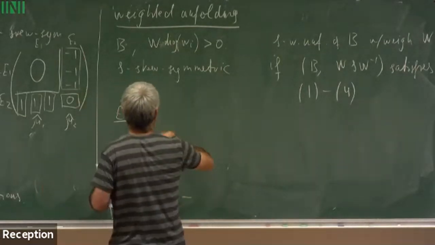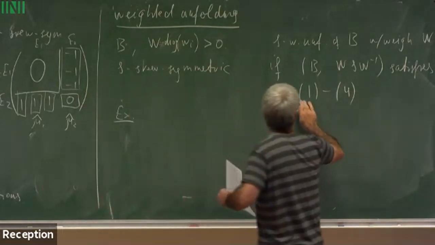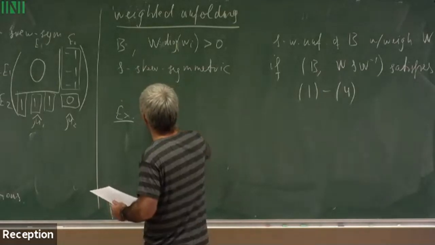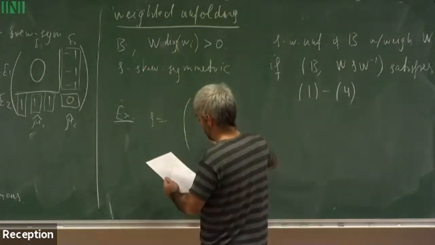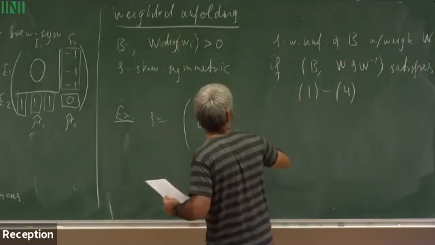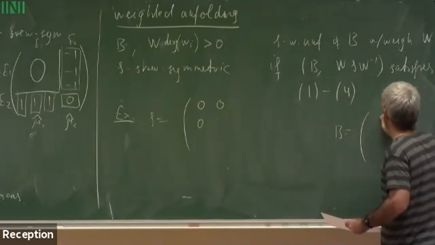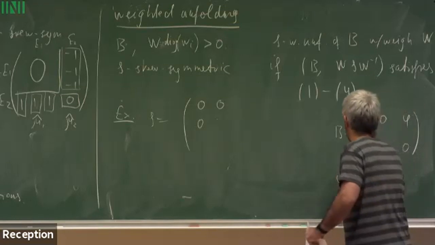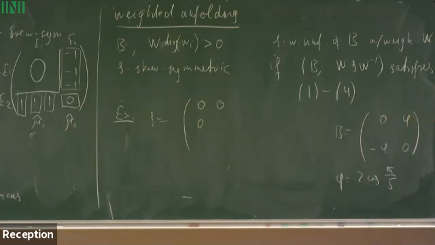So here, this was supposed to be a running example, but it's not too far to run. So let me take S to be 0, 0, 0. Okay, let me take first B to be the matrix 0, phi, minus phi, 0, where phi is 2 cosine of pi over phi. So this is I2 of phi.